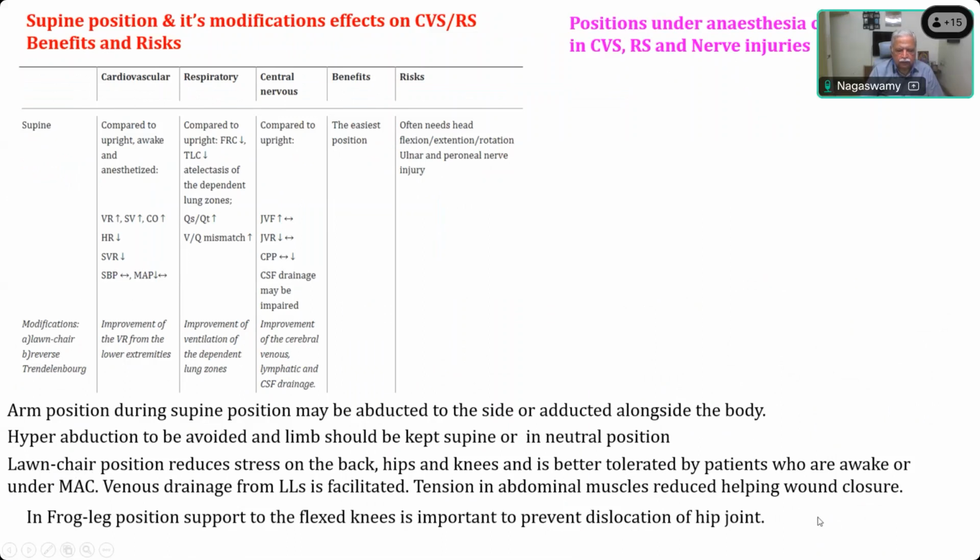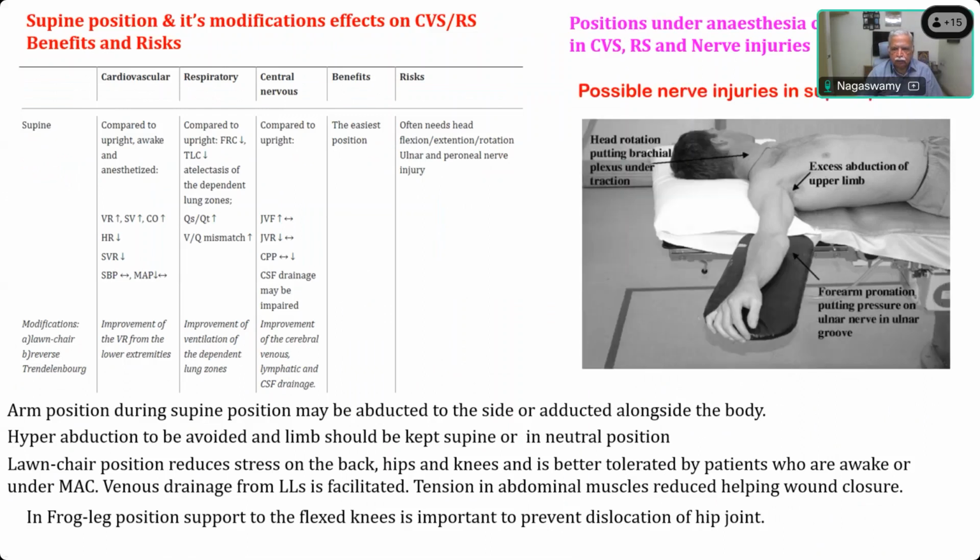In frog leg position, when you put the feet together, the soles of the feet will be touching each other. You have to take care of the hip joint as well as the knee joint. Very important possible nerve injuries when you put the patient in supine position: too much rotation of the head will cause stretching on the brachial plexus. Too much abduction will cause axillary nerve compression or stretching. And forearm pronation will put pressure on the ulnar nerve. So these are the 3 nerves that can be injured.